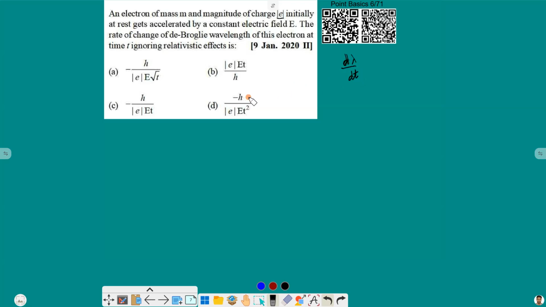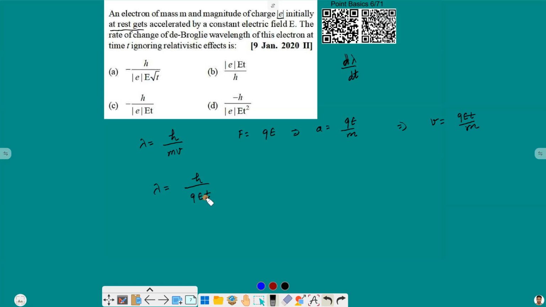So again, we know that lambda is equal to h by momentum, that is basically m into v. We know that velocity will depend upon time if there is acceleration, so from that we will get time dependence, and then we will take the derivative. Here the force acting will be q times E. From that, acceleration will be qE divided by m, and the electron is initially at rest, so we can write that v is equal to at, that is qEt by m. So from that, lambda becomes h by mv, that will give us h by qEt.